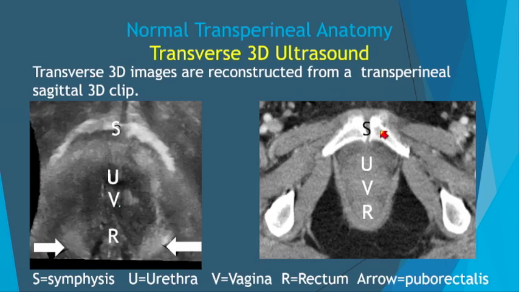Again, I want to emphasize a lot of your diagnostic imaging is going to hang on that 3D image. And so one of the key images is the transverse or oblique coronal view, which you see here. I'm comparing it to the comparable CT scan. And so this is the reconstructed ultrasound image showing the symphysis, the urethra, vagina, and rectum.